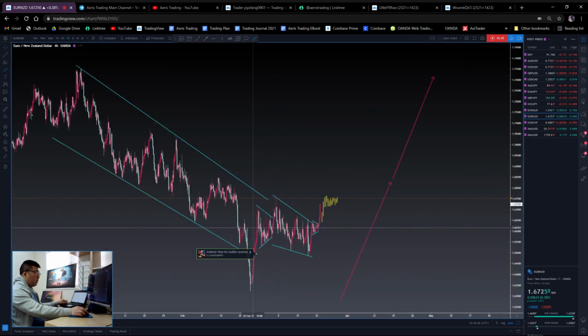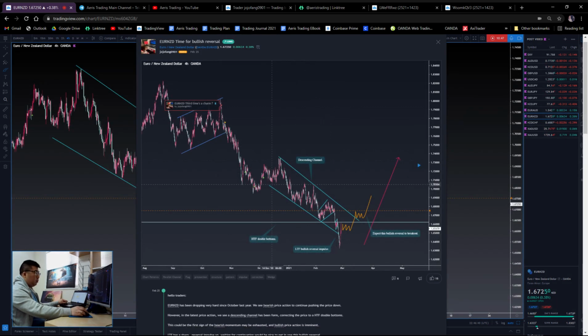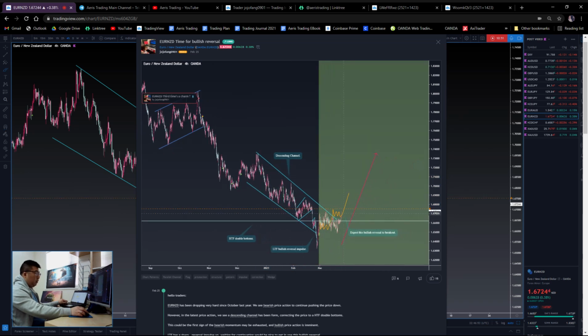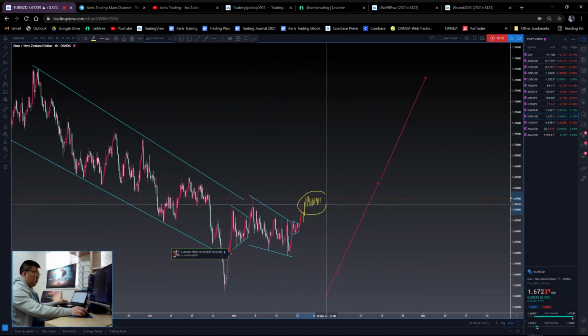And this is what I've always been calling out for. I've been waiting for this bullish move, waiting for this descending channel to complete, and pretty much waiting for that strong breakout to the upside. And as always, waiting for that continuation correction to push the price higher.